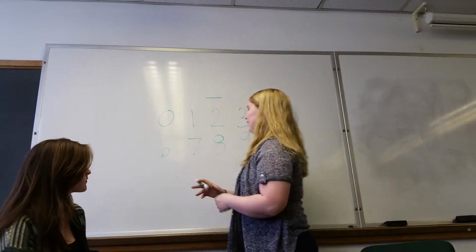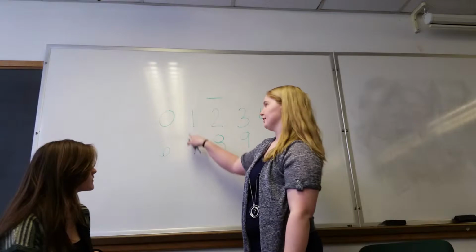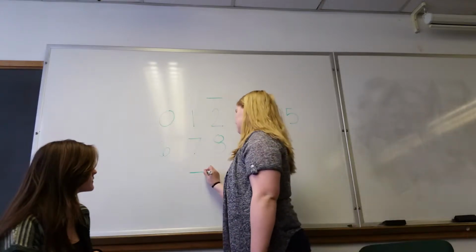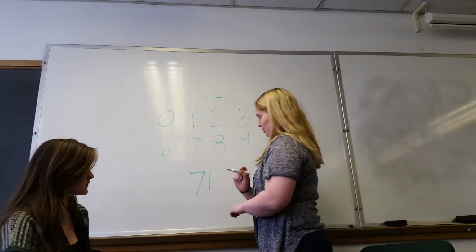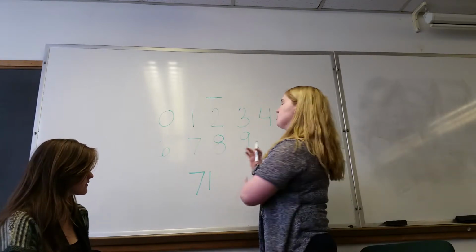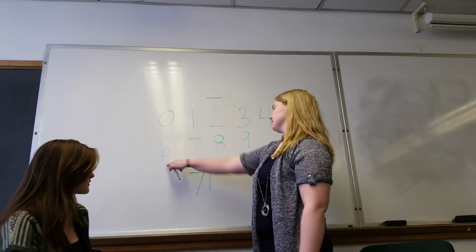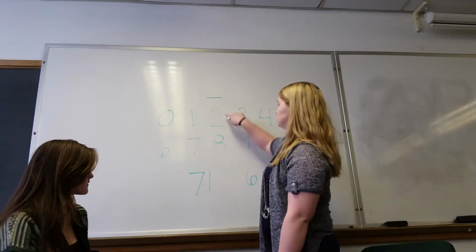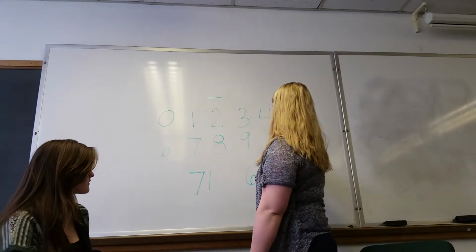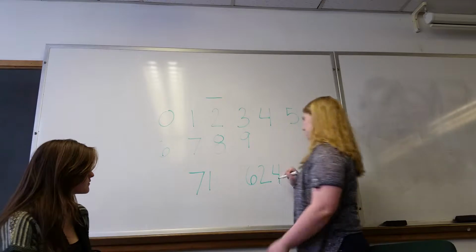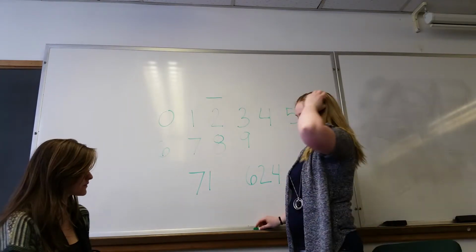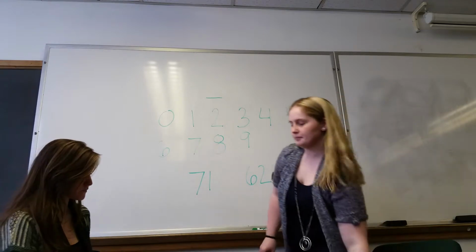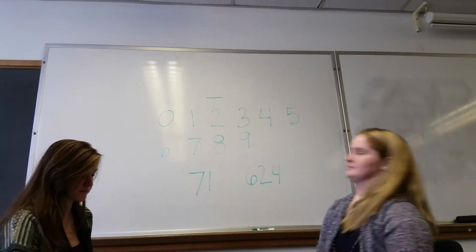For example, I can take 7 and 1 and create a whole new number. Wow. 71. Much easier than a bunch of dashes. You can even create larger numbers. I can take the number 6, the number 2, and the number 4. Now I have 624. That's amazing. Much easier. It is. That is just fascinating.